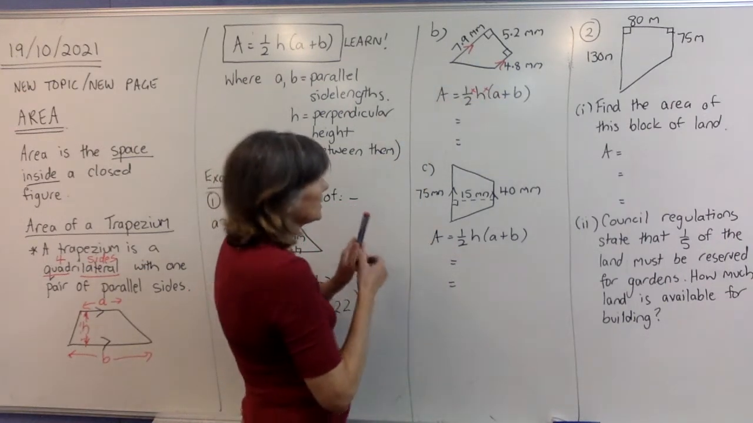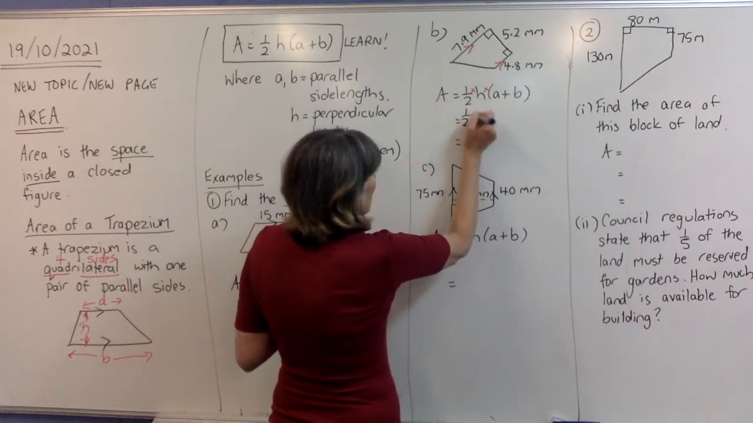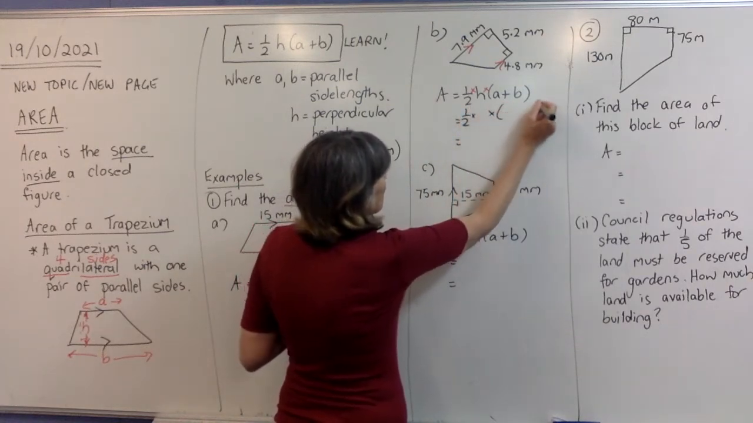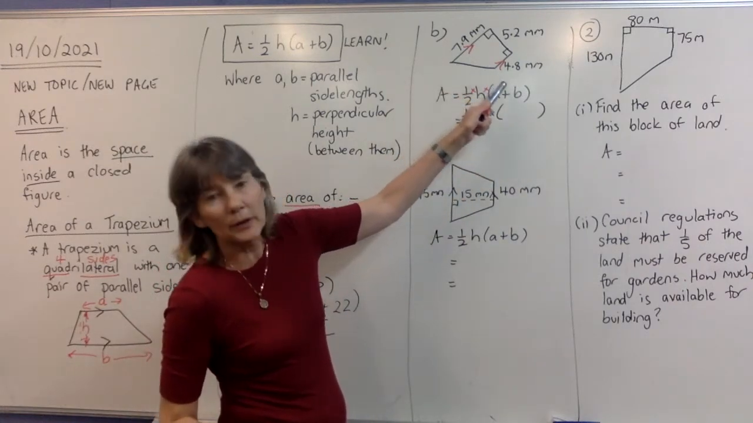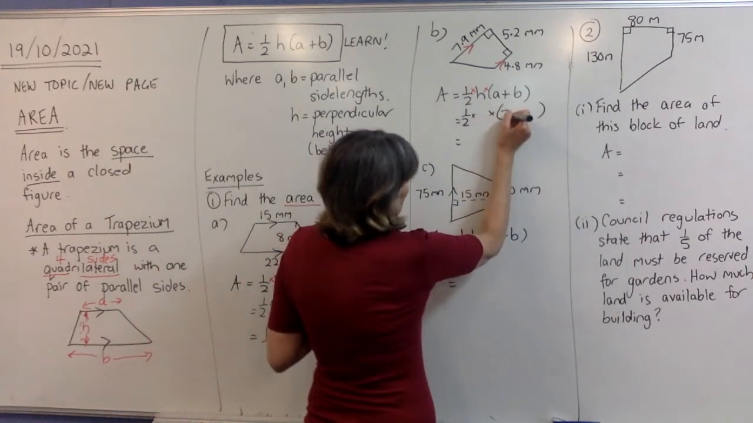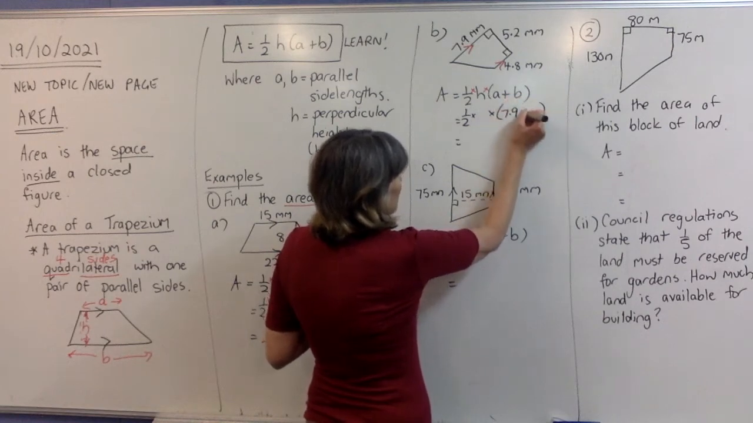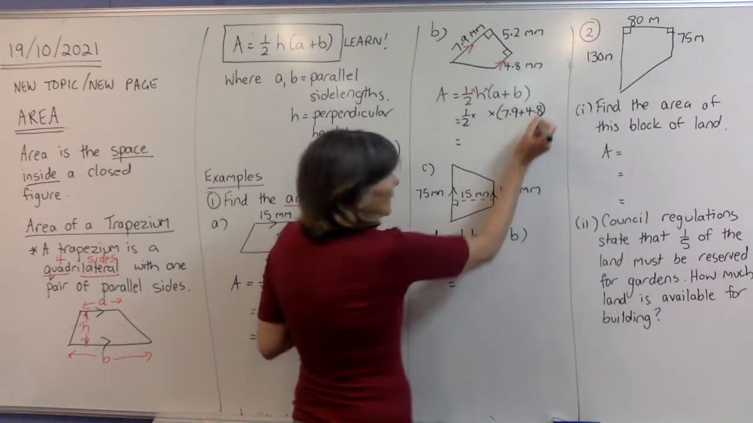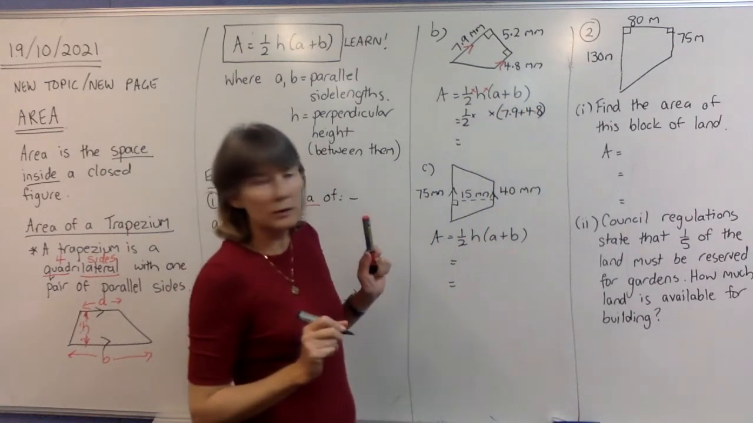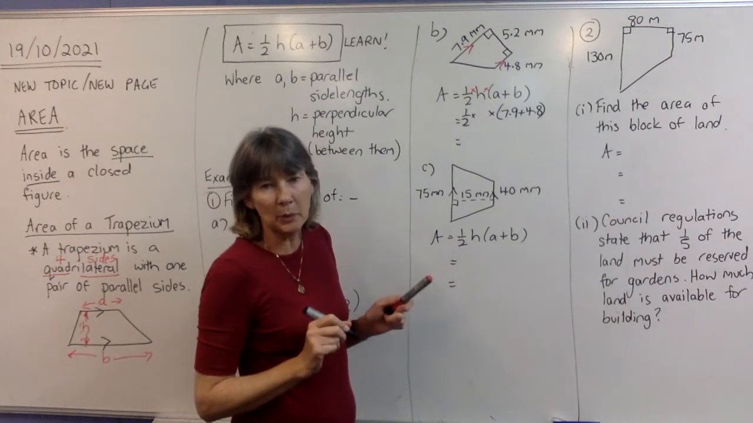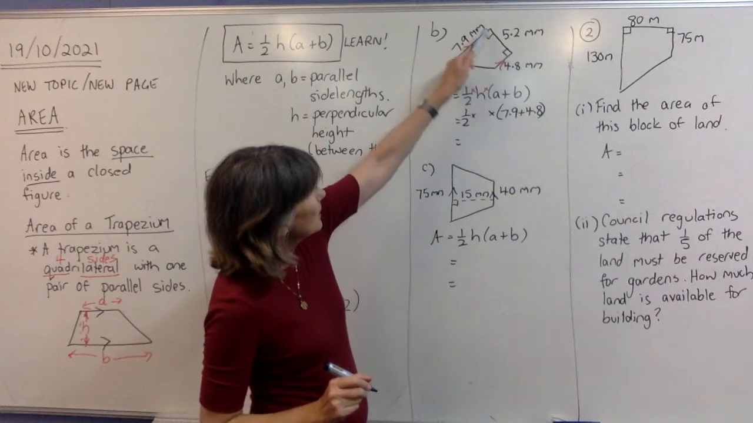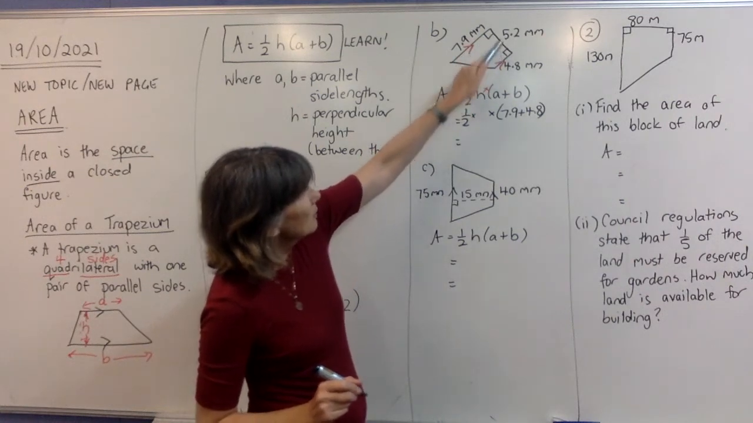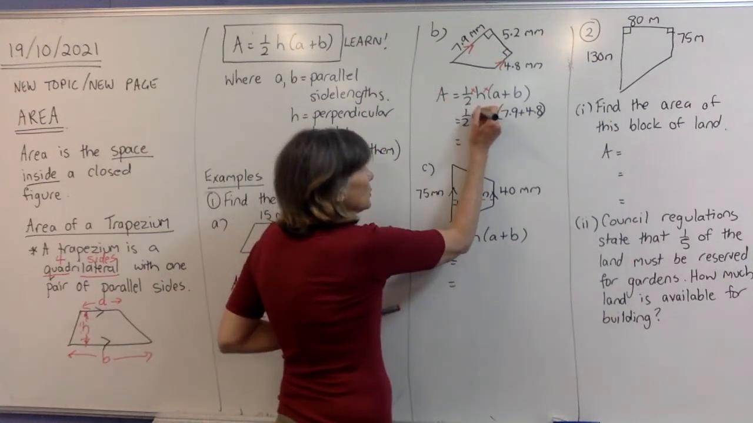Okay, so now we're going to start subbing in. So I'm doing a half times, I'm leaving a blank, times. Now over here I'm putting in the 2 parallel sides, which are 7.9 plus 4.8. Again, you could have those the other way around, 4.8 plus 7.9, it doesn't matter. The perpendicular height goes between them with the right angles. There it is, 5.2, and that goes in that spot there.